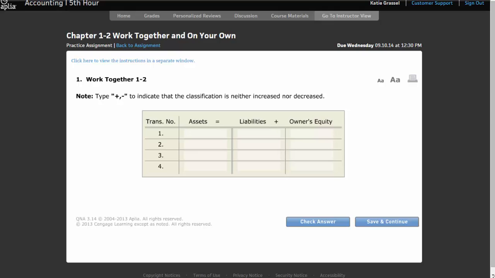The next question we have to ask ourselves, supplies. Do we own it and does it have value? That means it is an asset. Do we have more supplies or less supplies? More. So supplies, which is an asset, is going to go up with a plus.